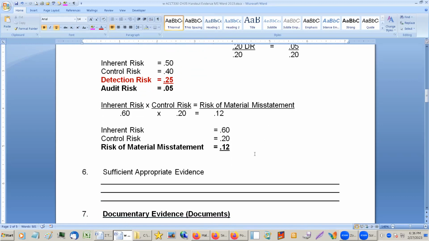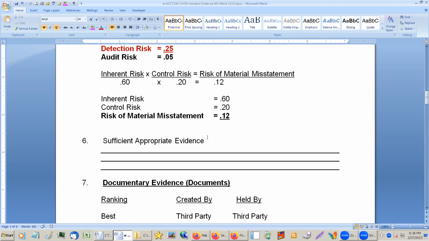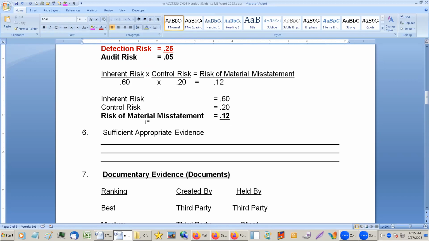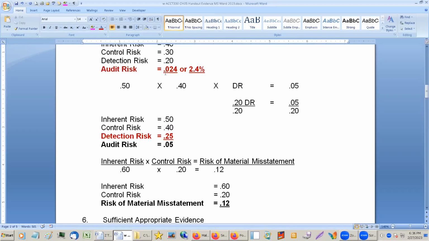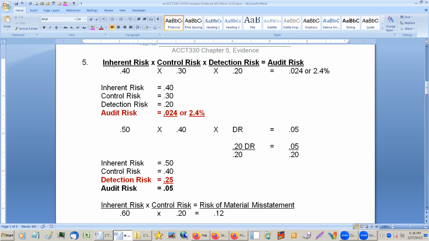Again, I'm not sure how many CPA firms actually do that, but it's a good way to think about it, though. And if you look at these numbers, like for instance this first one, inherent risk 40%, that's huge. Control risk 30%, that's huge. You can still get it fairly low, even with pretty high risks all along the way, actually.